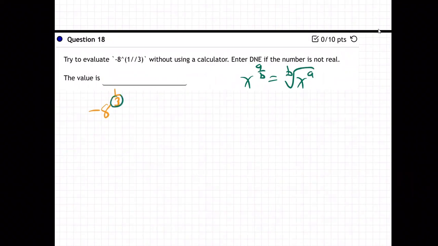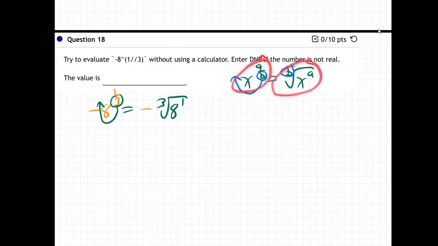That 3 swings around, the negative will just sit in the front, but the 3 swings around like that. Does that make sense? So whatever's in the denominator swings back into the hook. So that's the connection between fractional powers and roots. There are two different ways to say the same thing.